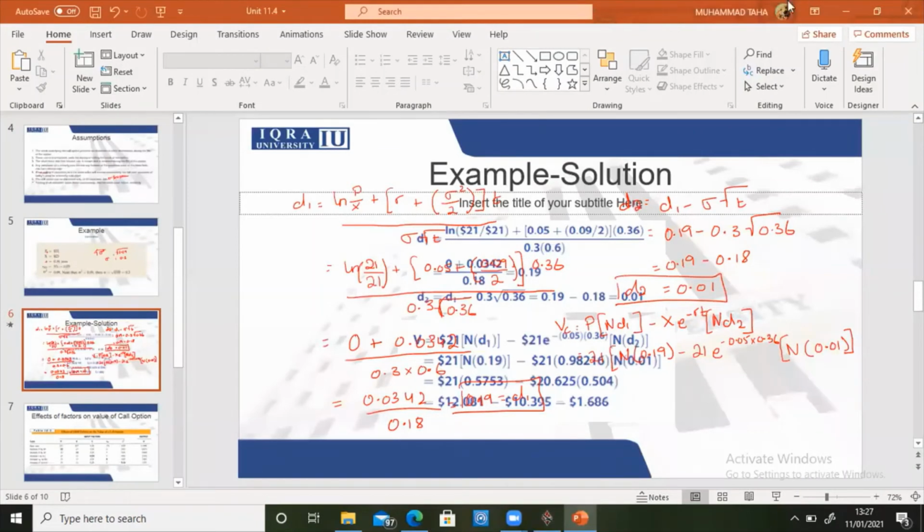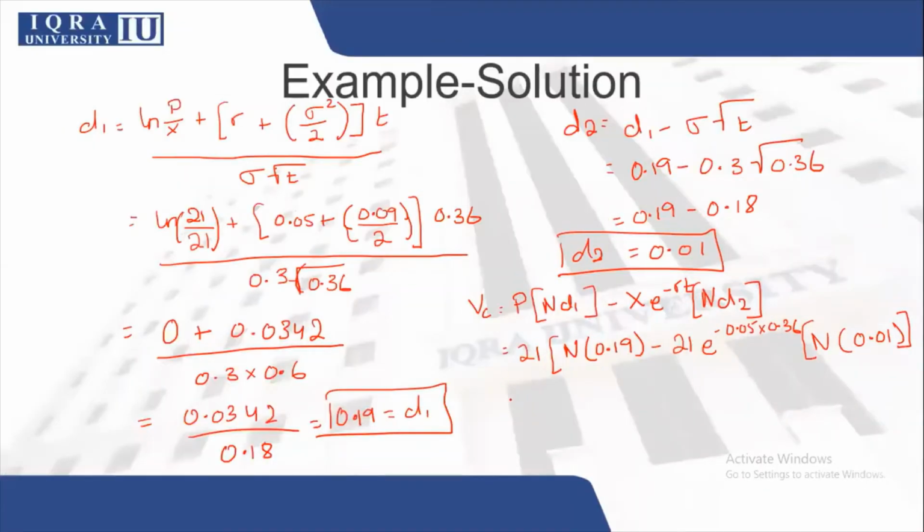So let me go back. This is the value that you're going to use, 0.5753. This is the area under the normal distribution. Basically, this is a probability. Minus, then you can solve this portion. If you solve this, you will get 20.625. Need to close the bracket.